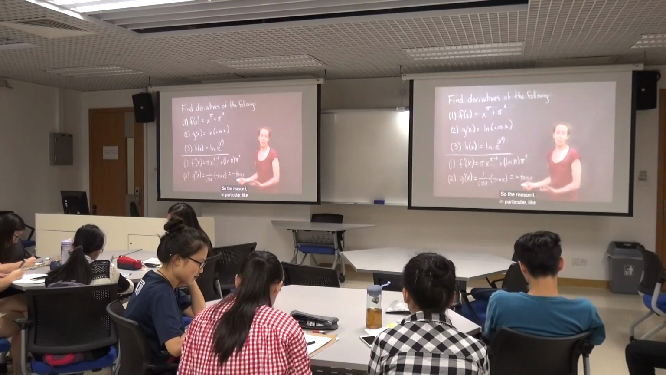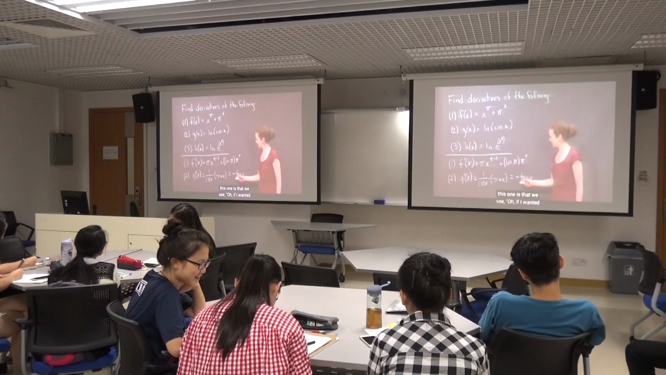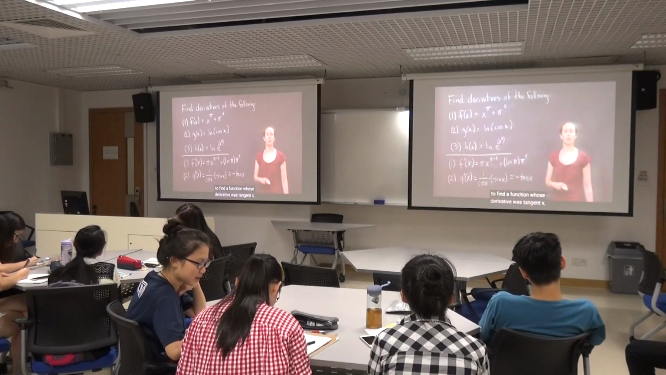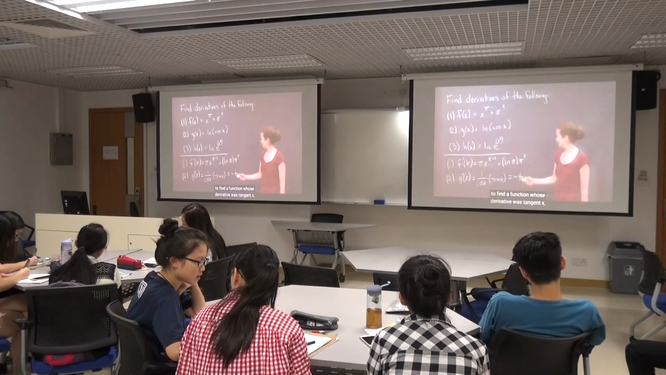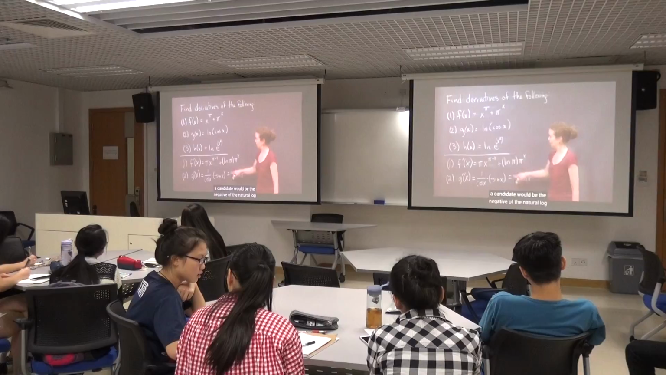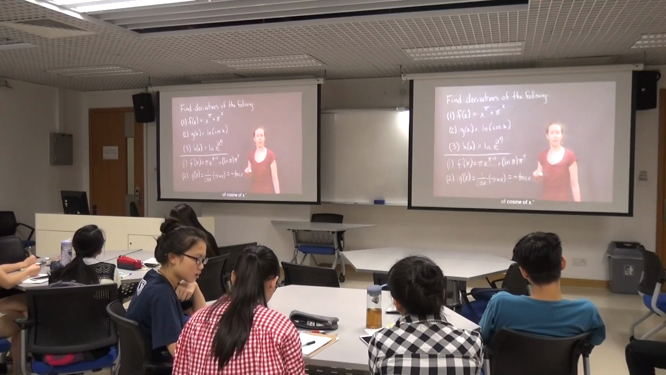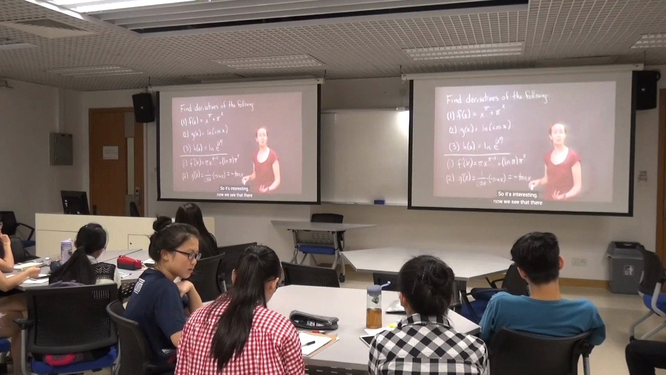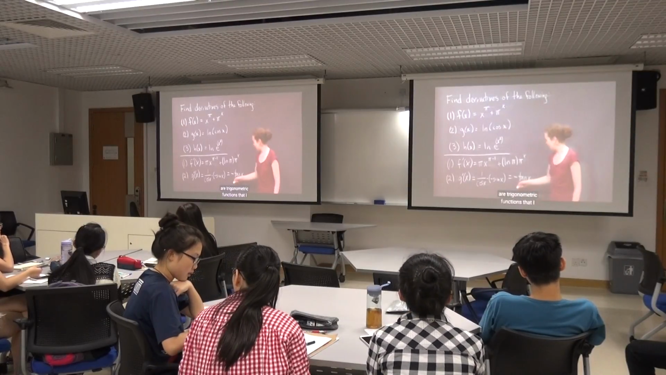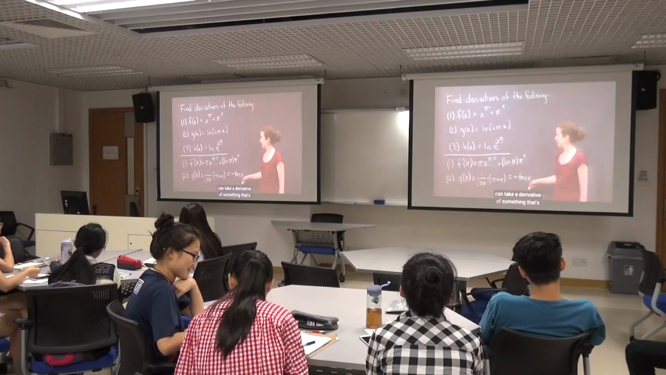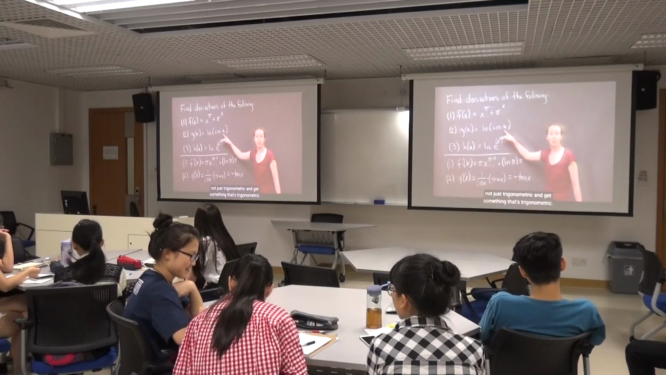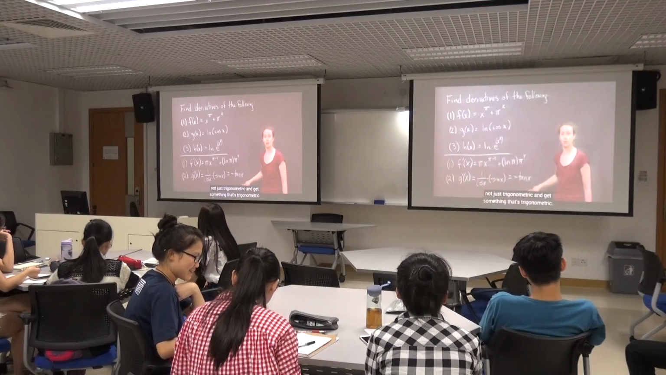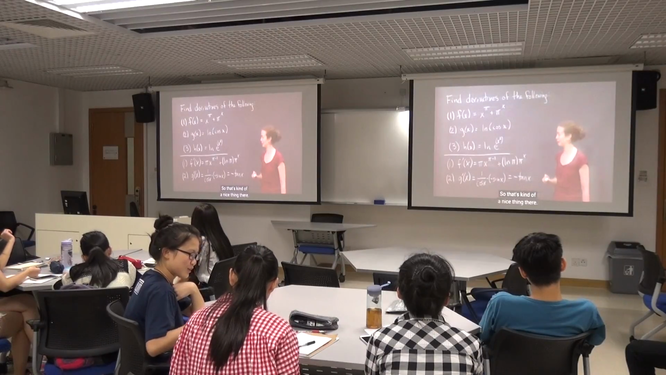So the reason I, in particular, like this one is that we see, oh, if I wanted to find a function whose derivative was tangent x, a candidate would be the negative of the natural log of cosine of x. That, in fact, gives us a function whose derivative is tangent x. So it's interesting, now we see that there are trigonometric functions that I can take a derivative of something that's not just trigonometric and get something that's trigonometric. So that's kind of a nice thing there.